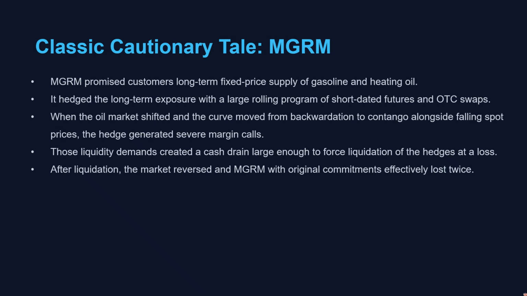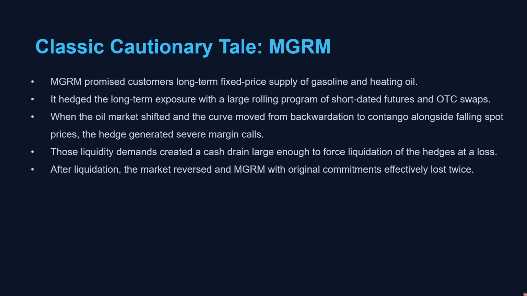The MGRM example is one of the most famous cautionary cases in corporate risk management. Metallgesellschaft Refining and Marketing promised customers long-term fixed price supply contracts for gasoline and heating oil. That meant the firm had a long-dated economic exposure. If energy prices rose, MGRM would suffer because it had promised fixed delivery prices. To hedge that exposure, the firm used a large rolling program of short-dated futures and swaps. Conceptually, this was a stack and roll hedge.